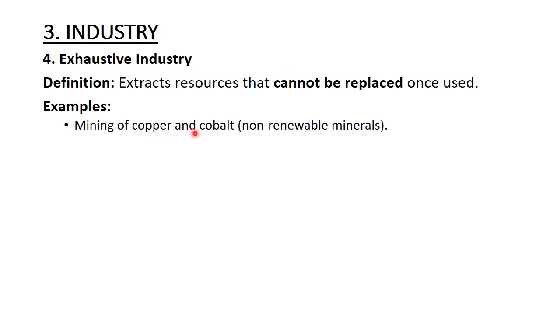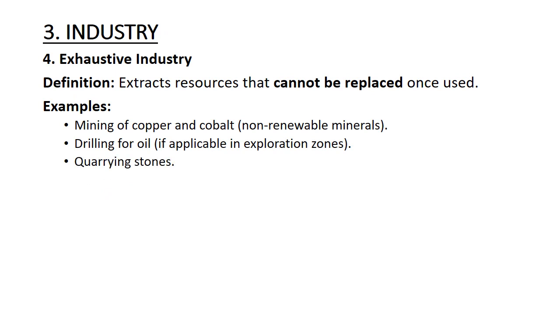Okay, so minerals or raw materials that cannot be replaced are called non-renewable, meaning that you cannot replace them once you use them. Okay, also drilling for oil. Okay, so there are some industries that drill oil, get oil from the ground. So once they get the oil, they cannot replace the oil. Okay, quarrying is also, once stones are broken, they cannot be replaced. So breaking stones, they cannot be replaced.